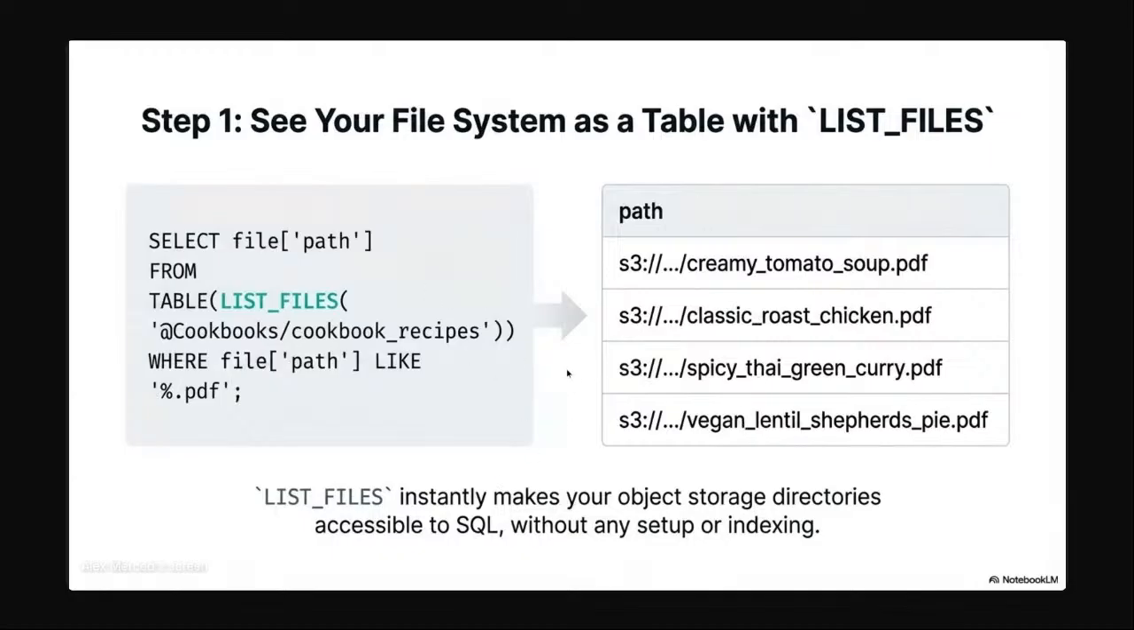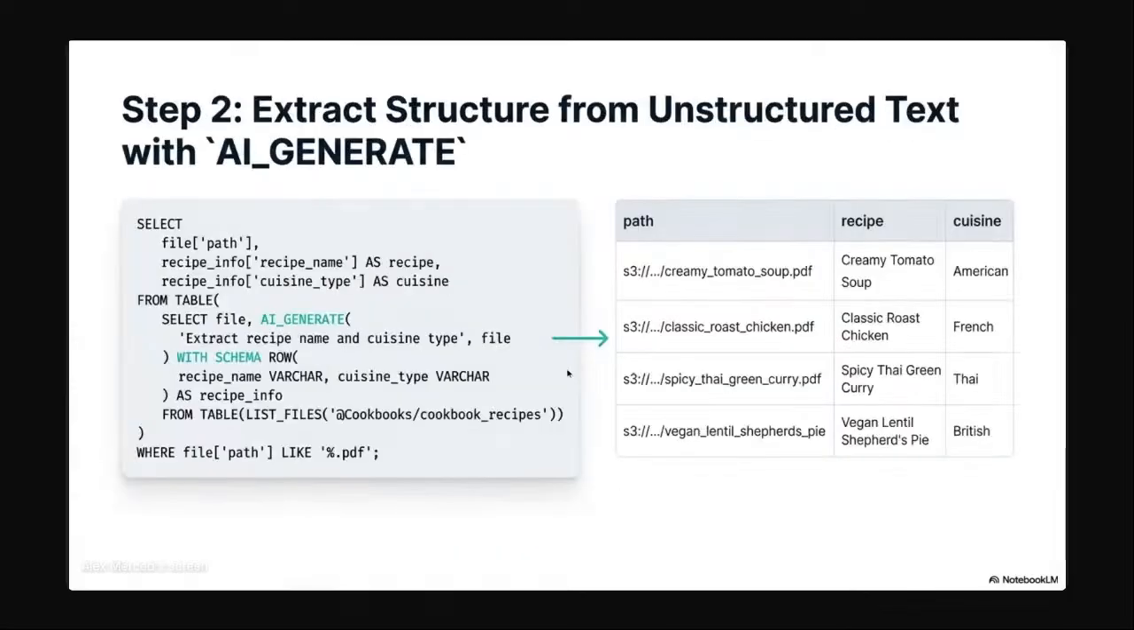Wonderful. So again, once I have that, I can then pass it to a function like AI generate. So here with AI generate, I say, I want to extract the recipe name and cuisine type.